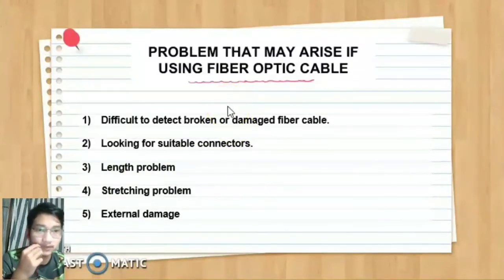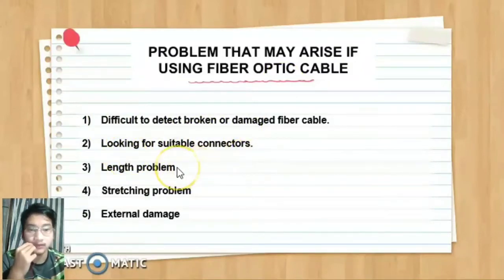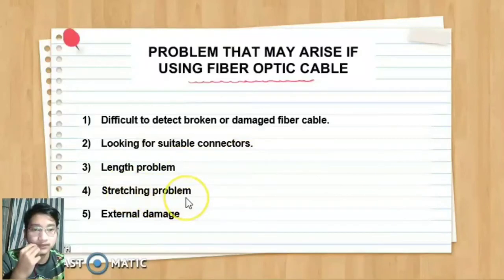So then we look into the findings that we found, the problems that may arise if we use fiber optic cable. Number one, it is difficult to detect broken or damaged fiber cable. Second, it is quite hard to look for suitable connectors. Third, we may face a length problem of the cable. Fourth, the stretching problem of the cable. And fifth, we may face external damage. So those are some problems that may arise if we use fiber optic. We will look at the solutions to these problems in the next part.